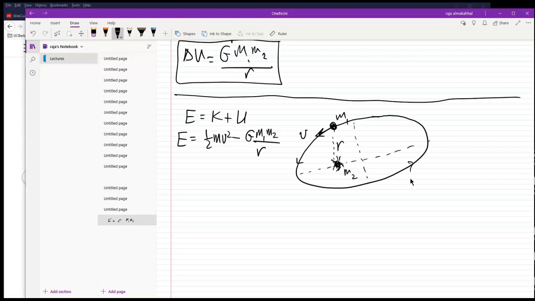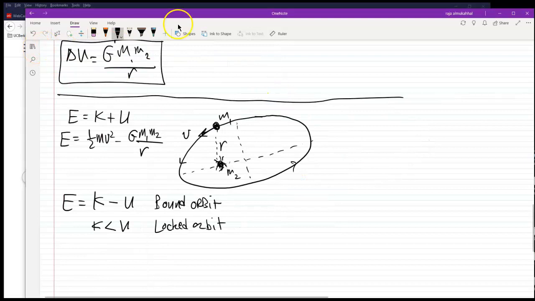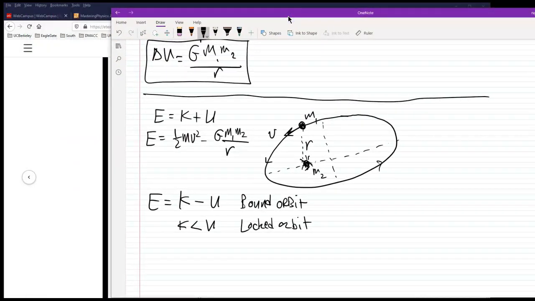Why do we do that? I'll show you. See, the total energy, which is K and U, there is a minus sign for a bound orbit. Bound orbit means as long as the kinetic energy is less than the potential, the orbit will continue. You have a locked orbit, or bound orbit. What that means is the Earth here is not going to escape the gravitational pull of the Sun.